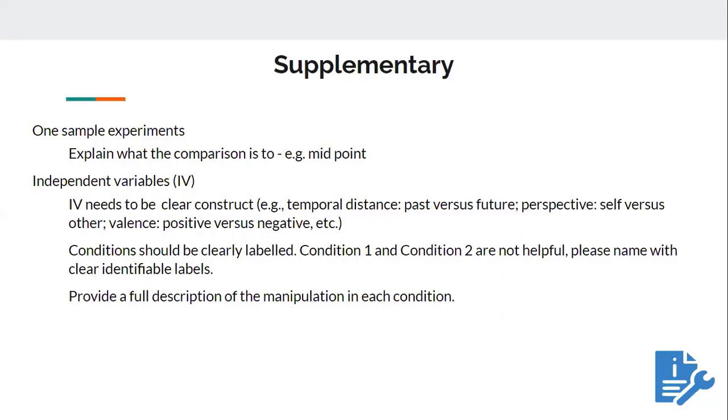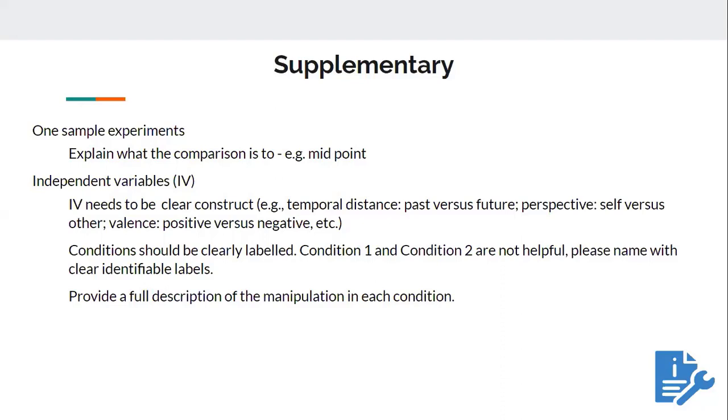For the independent variable, it needs to be a measure, a key construct. For example, temporal distance, past versus the future, perspective, self versus others, or whether it's positive outcome versus negative outcome. Please label the conditions, not with condition 1 or condition 2. This is a lot more helpful. Please label the conditions with meaningful labels. For example, positive outcome condition versus negative outcome condition would be a great label.